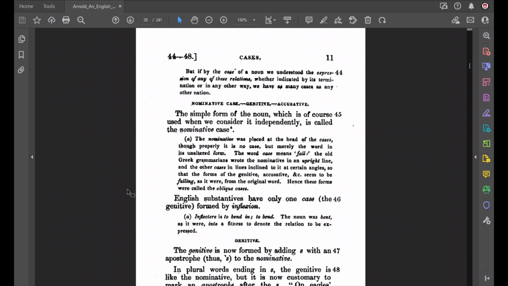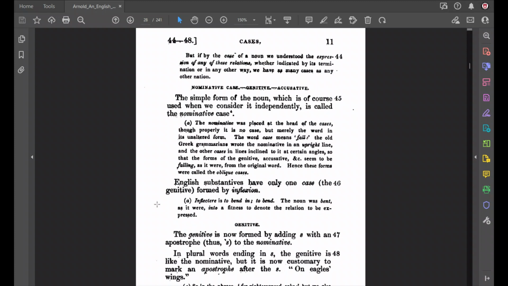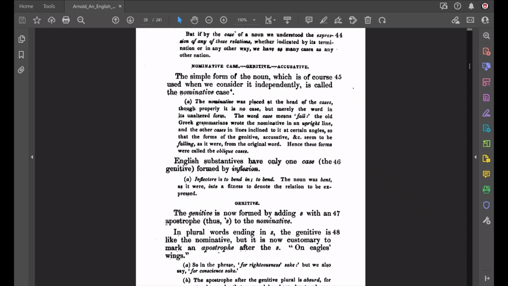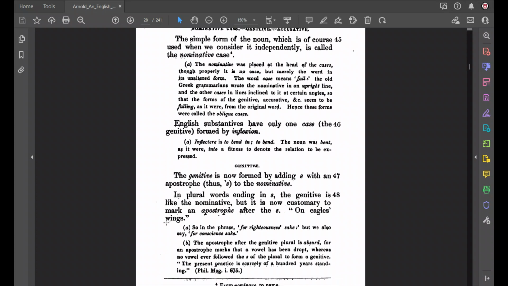So in paragraph 46, where we learn that English substantives have only one case formed by inflection, that's what paragraph 43 is talking about. The genitive case is formed by inflection. We express the idea of the genitive case, which we're going to learn about next, by changing the form of nouns, and that's called inflection. All right, so let's go down to paragraph 47. We see we're going to learn about the genitive case.